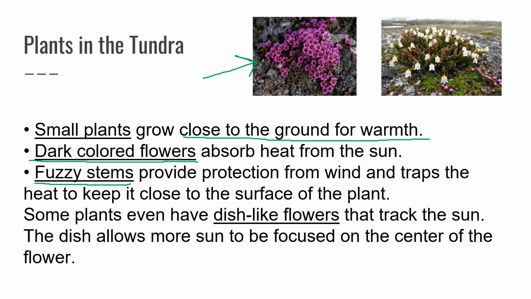Some plants even have dish-like flowers, so they're almost bowl-shaped, and they track the sun, but the dish shape allows more sun to be focused on the center of the flower. So that disc shape is kind of funneling all the sunlight towards the center of the flower.